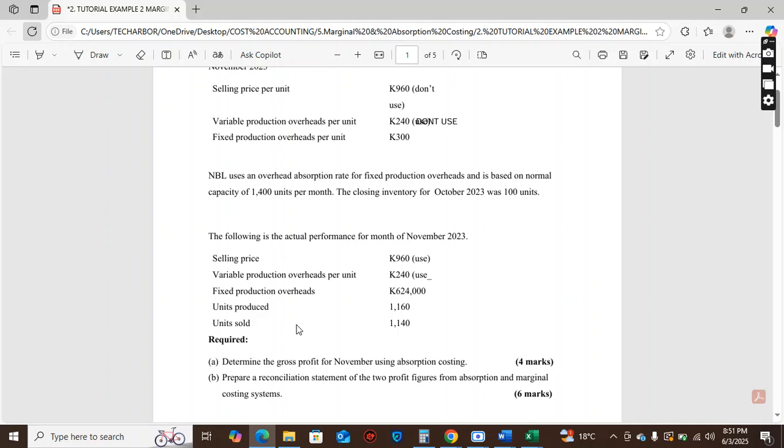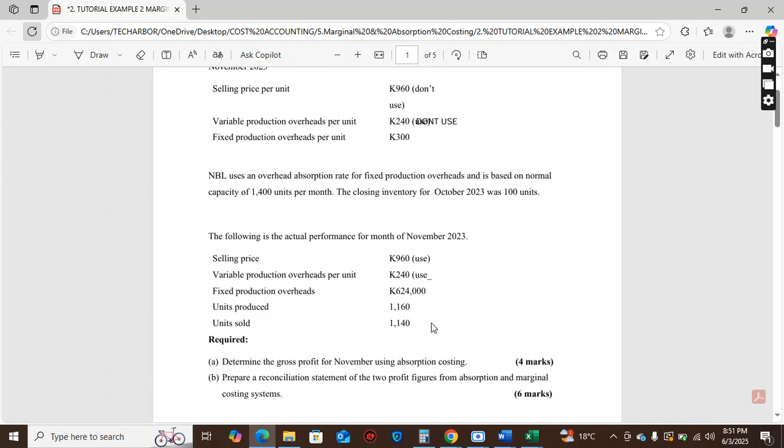All right. So yes, units produced 1,160, units sold 1,140. Determine the gross profit for November using absorption cost. So we need to prepare a profit statement. First thing that you need to do, if you haven't been given any information, is find out your opening inventory and closing inventory.